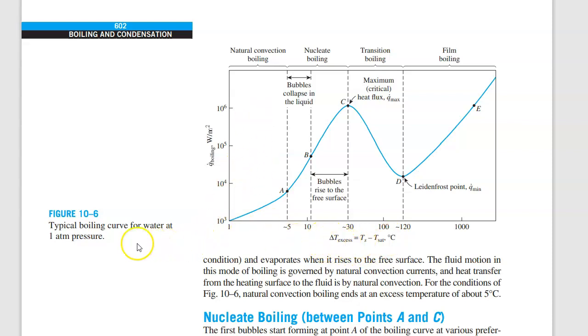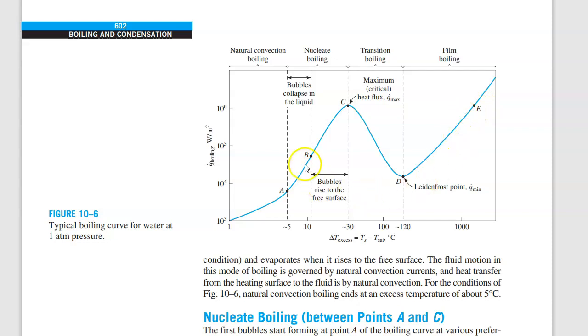This is a typical boiling curve for water at 180 temperature. It actually has four different sections. The first one is natural convection boiling from 0 to A, then we have nucleate boiling from A up to C, then transition boiling from C up to D, and film boiling from D up to E.